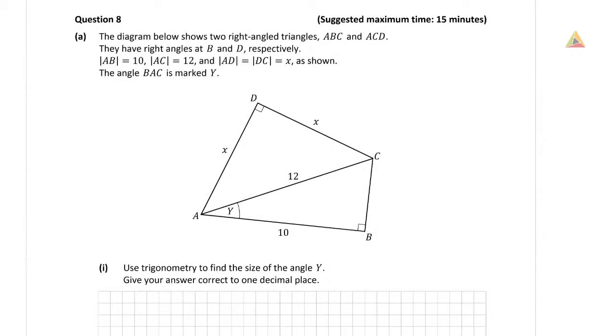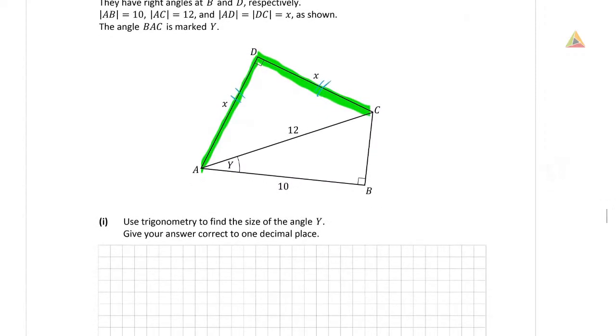Okay, so the diagram below shows two right-angled triangles. We've the triangle ABC and the triangle ACD. They have right angles at B and D respectively, and you can see them marked in there on the diagram. So the length of AB is 10, the length of AC is 12, and AD is equal to DC. So AD equals DC. I'm going to mark that in. So AD is the same length as DC, and they've actually marked it in as X. So they're the same. So it's an isosceles. Okay, use trigonometry to find the size of angle Y and give your answer correct to 1 decimal place.